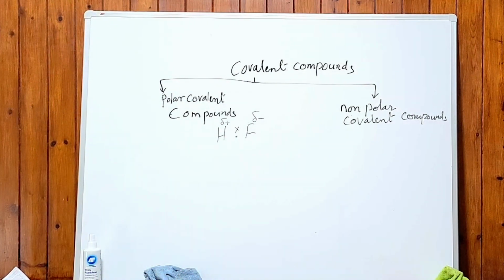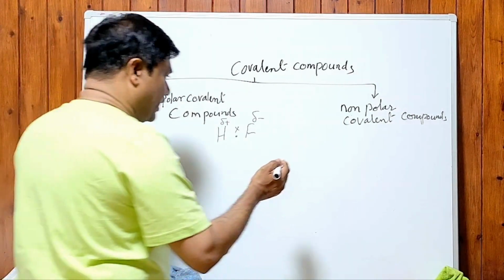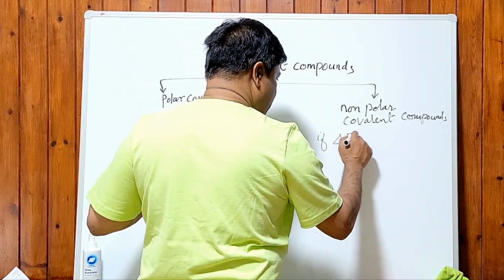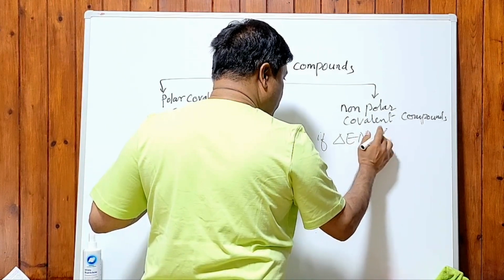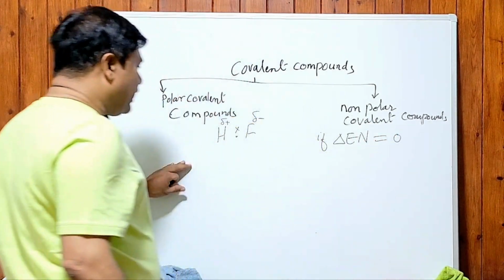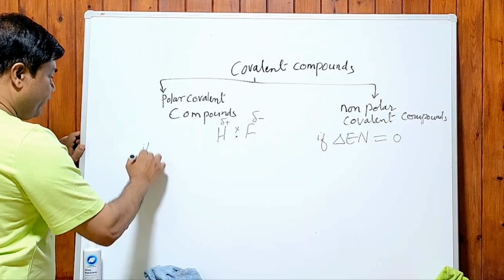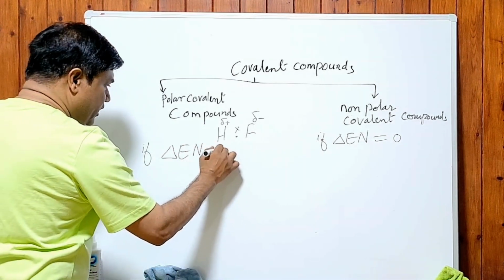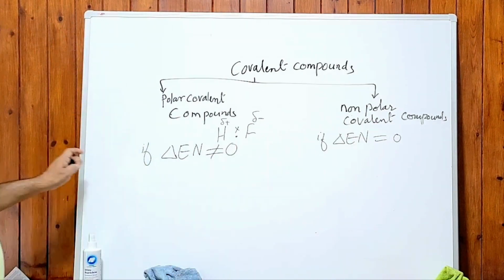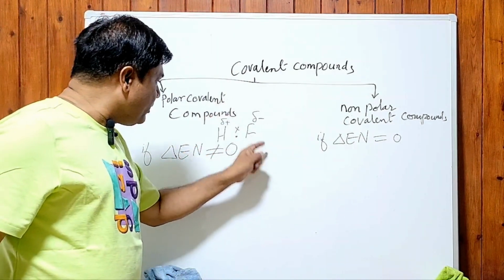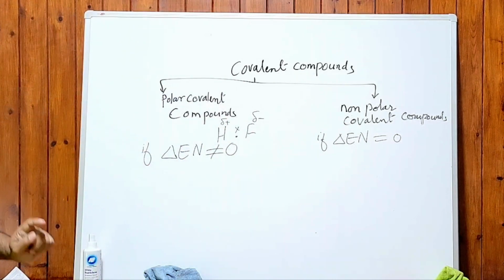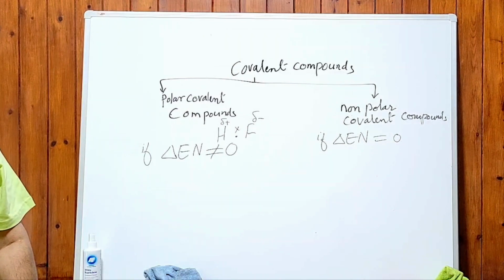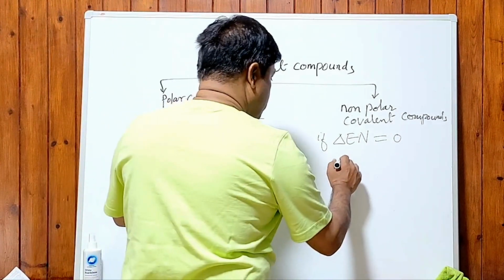If the electronegativity difference, delta EN, is equal to 0, look at that. Here, if delta EN, the difference in electronegativity, is not equal to 0, as with fluorine and hydrogen, there will be a difference in electronegativity value. Can you give me an example of a non-polar molecule? Any non-polar molecule? Hydrogen and hydrogen.